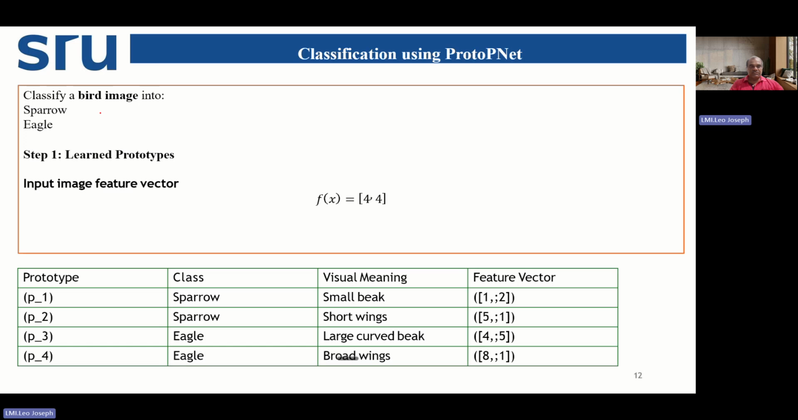So what is the next stage? Prototype 1, sparrow, that is small beak. So I am giving the weightage as 1,2, and sparrow short wings, that is 5,1. Eagle large curved beak, 4,5. Okay, and small means 1, like that. Short wings, like that. It is classifying.